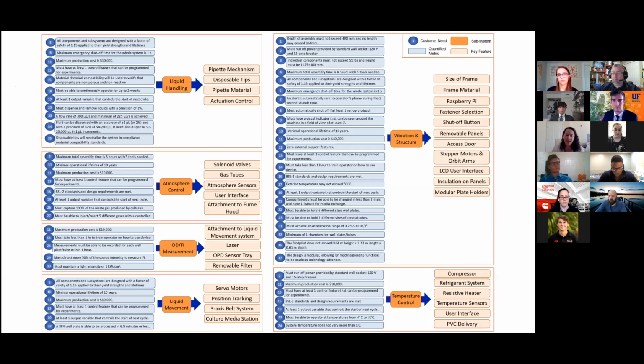We then categorized all of the customer needs into their respective subsystems to make sure that they were all addressed. And then it led to the development of these key features, which we'll further outline in the subsequent slides for each respective subsystem.